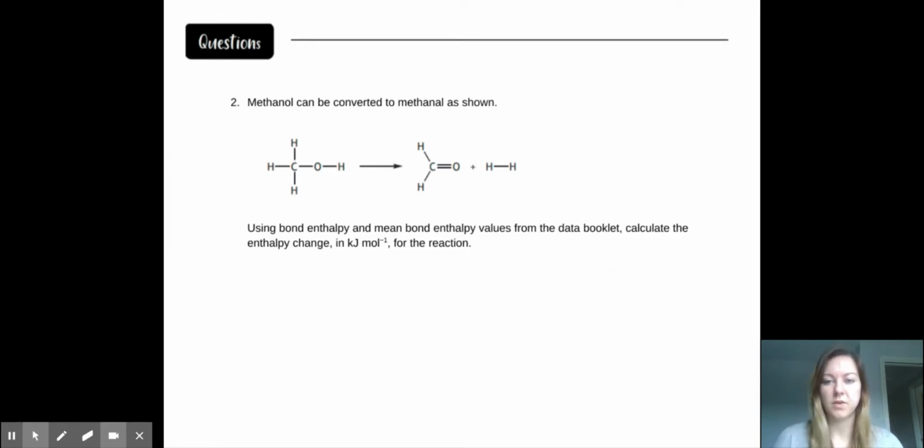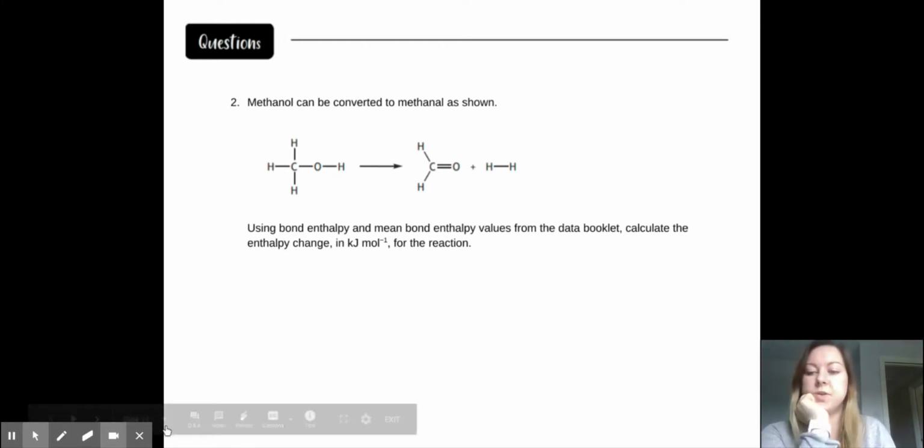Number 2, methanol can be converted to methanal as shown, so we're actually given the full structural formula this time, which is quite nice. Using bond enthalpy and mean bond enthalpy values from the data booklet, we have to calculate the enthalpy change in kilojoules per mole for the reaction. So step 1, drawing out the formula, has already been done for us, so we're going to go straight ahead to the second step, which is to circle all of the bonds that we're interested in. So let's do that just now.